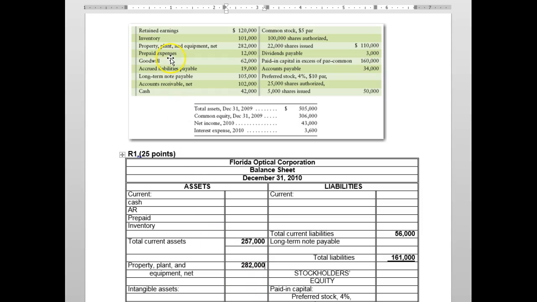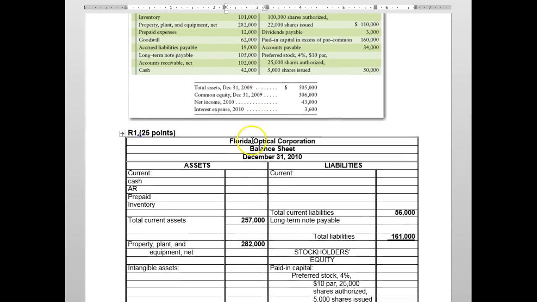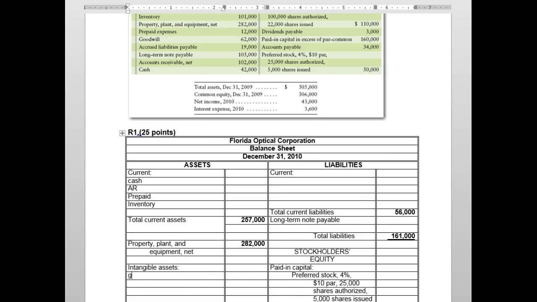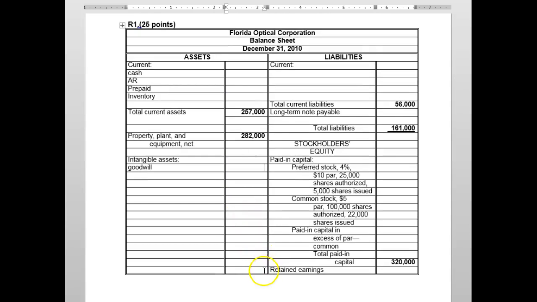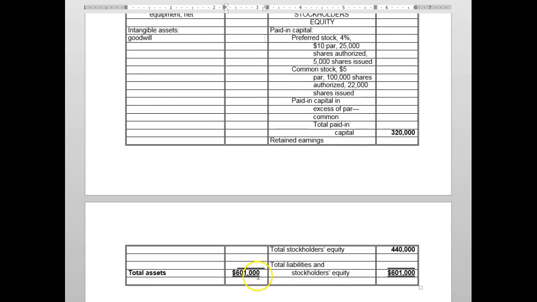And finally, we look at intangibles. And intangibles are things that aren't concrete, such as patents, goodwill, copyrights, things of that nature. So if I look up here, I think the only intangible I have is the goodwill. And its quantity would go here. Now, as I add all of these up, we seriously hope that that comes up to $601,000 because those are your total assets.